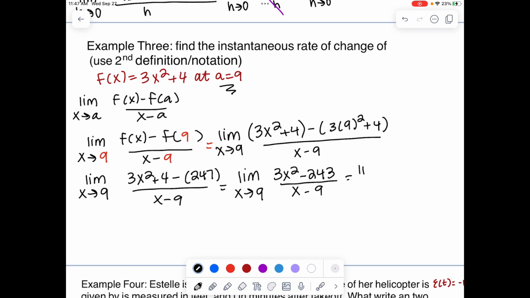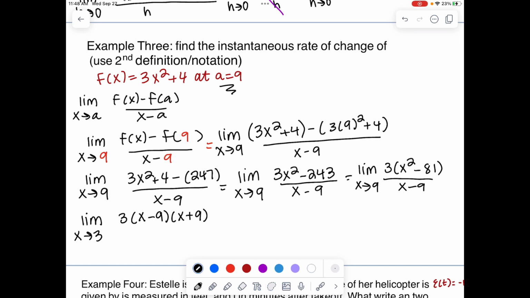But if I look at the numerator, I can pull out a greatest common factor because 3 goes into 3x squared and it goes into 243. 243 divided by 3 is 81. I'll have x minus 9. Still, nothing cancels out, but if you look at the numerator, that is a difference of perfect squares. So you'll have 3 times x minus 9 times x plus 9 all over x minus 9.